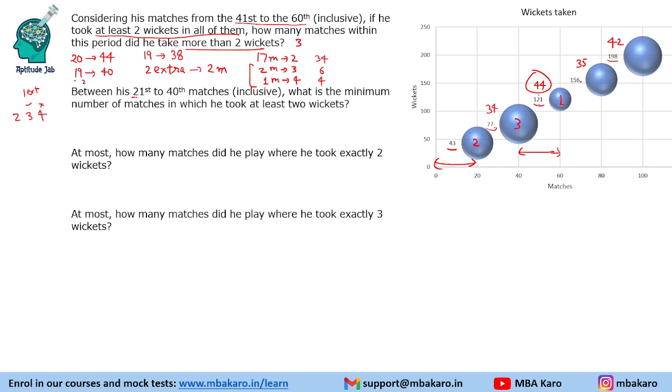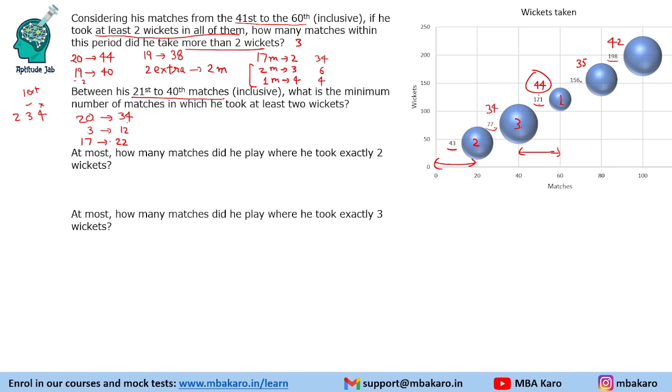Between his 21st to 40th matches, what is the minimum number of matches in which he took at least 2 wickets? So in this phase, he has taken 34 wickets in 20 matches, and he has taken 4 wickets 3 times. So in 3 matches itself, he has taken 12 wickets. That means in 17 matches, he has to take 22 wickets. So total 20 matches, 34 wickets. In 3 matches, 12 wickets, that is known. In 17 matches, he has to take 22 wickets.